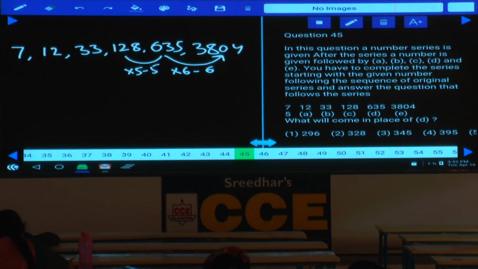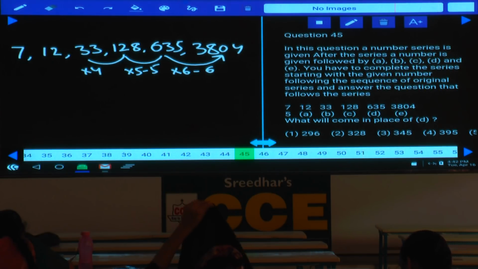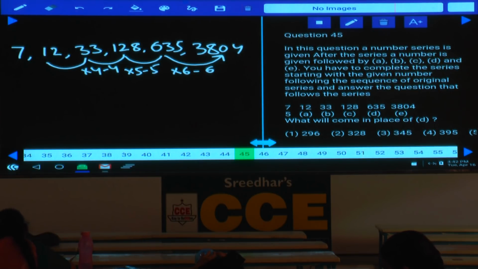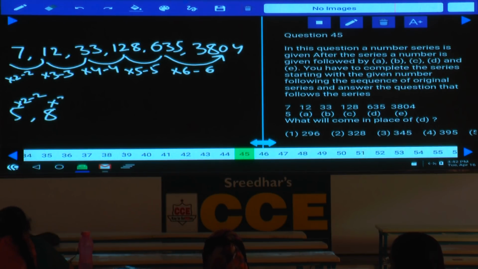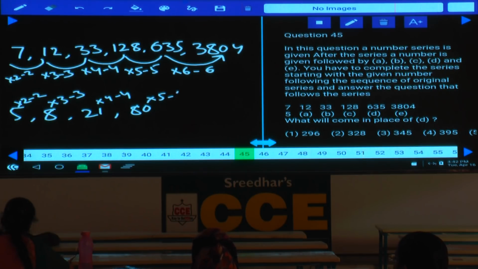And next one after this, into 6, into 5, and next is into 4. Into 4 is how much? 66, 66, 132. 132 minus 4 is 128. And the next one, into 3, 36 minus 3 is 33, and next one into 2 minus 2, into 3 minus 3, into 4 minus 4, into 5 minus 5, and into 6 minus 6. Then starting with what? 5, and 5 into 2 minus 2. How much is that? 8, and 8 into 3 minus 3, and it is 21, and 21 into 4 minus 4, 84 minus 4, 80, and 80 into 5 minus 5, that is 400 minus 5, 395.